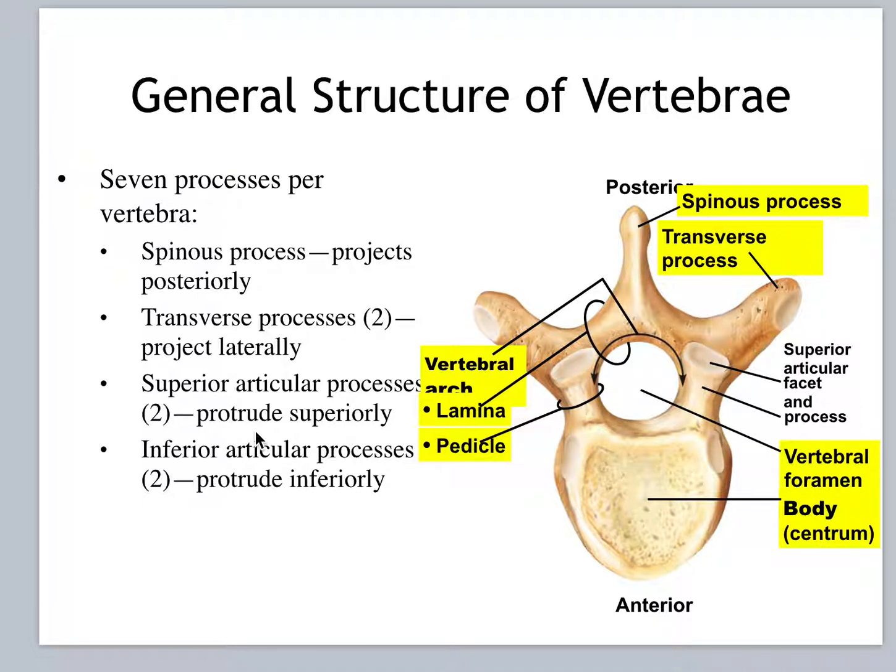We've kind of mentioned this already. The processes, there's a spinous process that sticks posterior, there's a transverse process laterally, there's a superior articular process and inferior articular process. These are these facet joints. There's one that sticks up superior that interacts with the vertebral body above this location, and there's one on the other side that interacts with the vertebral body that's below. This will make more sense in the lab when you see these three-dimensionally.